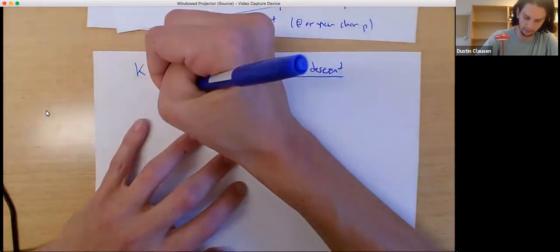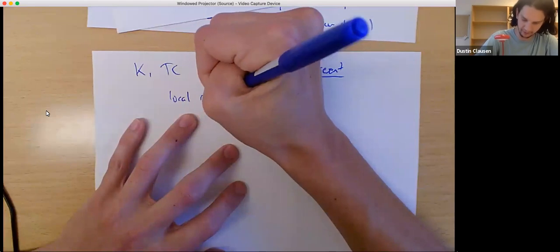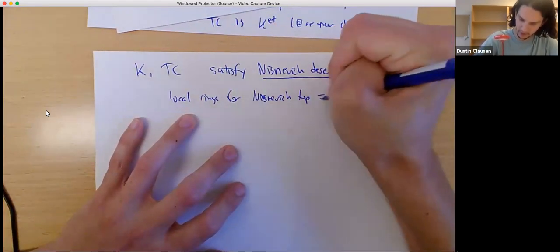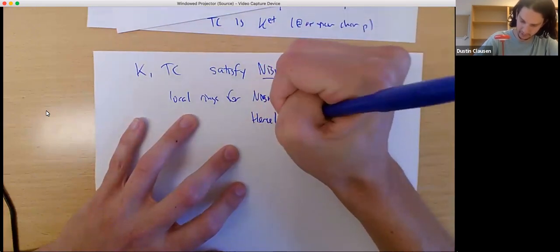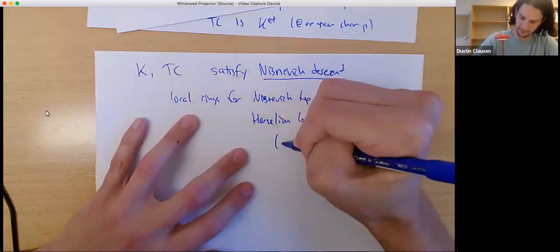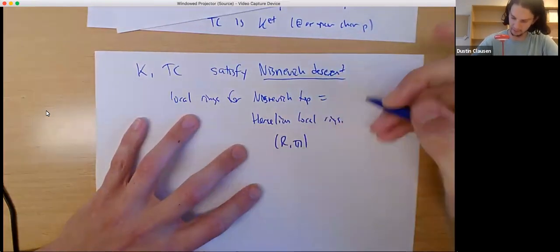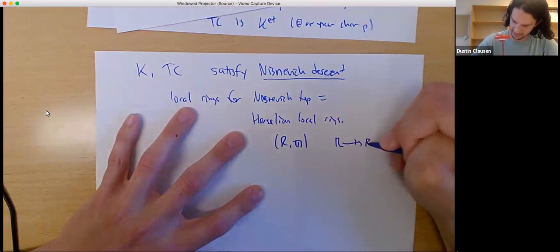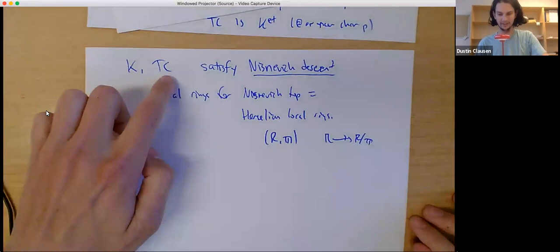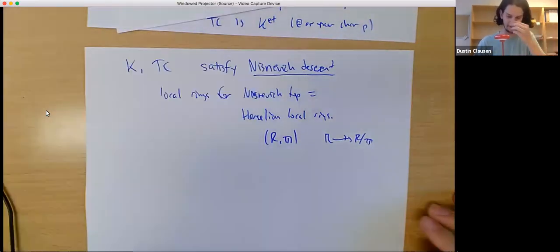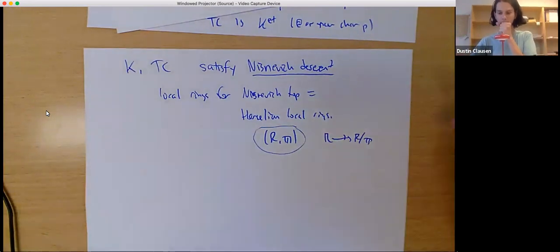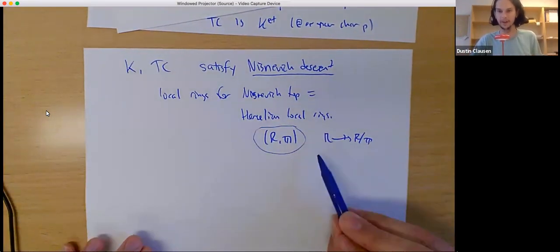And the local rings for the Nisnevich topology are the Henselian local rings. So that's where R going to the maximal ideal is Henselian in the sense that I described. So these theories satisfy a descent property which lets you reduce pretty much to the Henselian local case. Now you're precisely in the situation covered by our theorem.